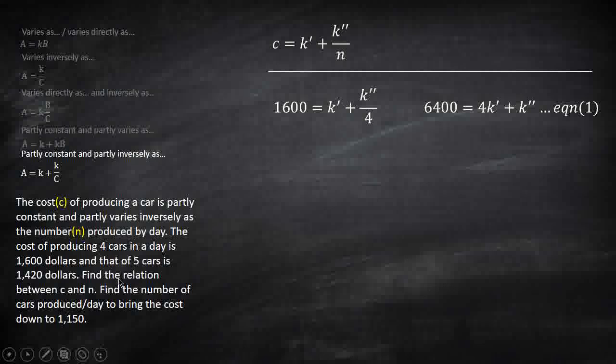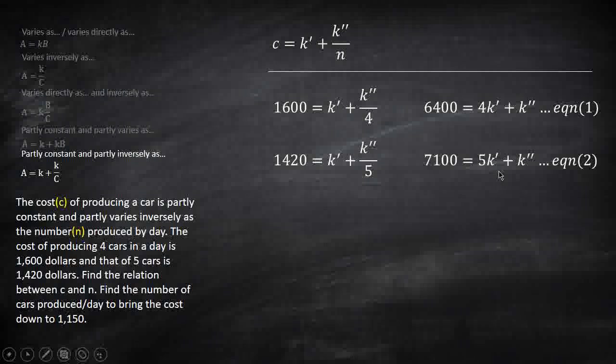Now the second one: 5 cars, the cost is 1,420. k over 1 and 1,420 over 1. The LCM is 5, so you just multiply through everything by 5. We get 7,100 equals 5k plus the second k. That is equation 2.